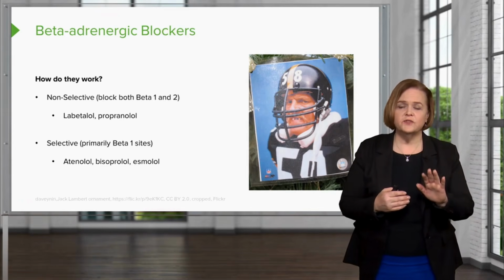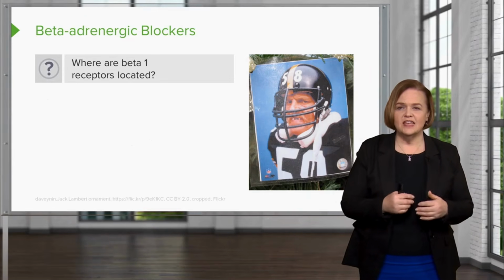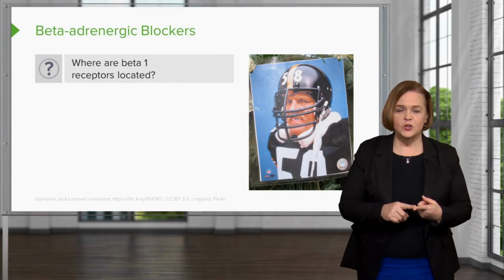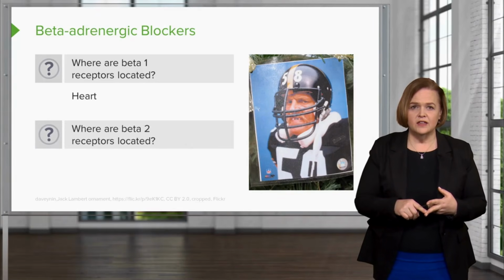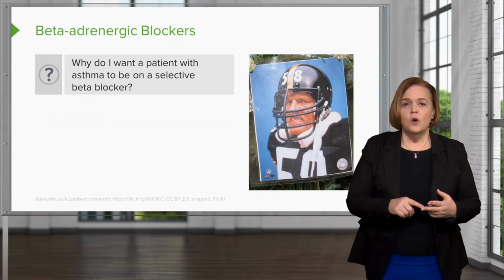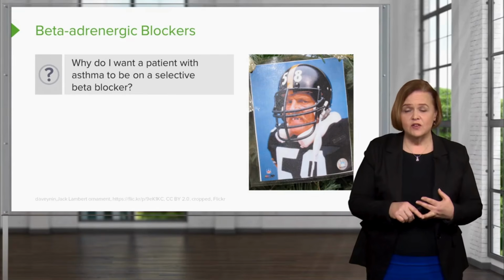So let's pause for just a minute and focus on a question. Let's see if you can remember some easy things. Where are beta 1 receptors located? Good, on the heart. Where are beta 2 receptors located? Good, on the lung. Why do I want a patient with asthma to be on a selective beta blocker?